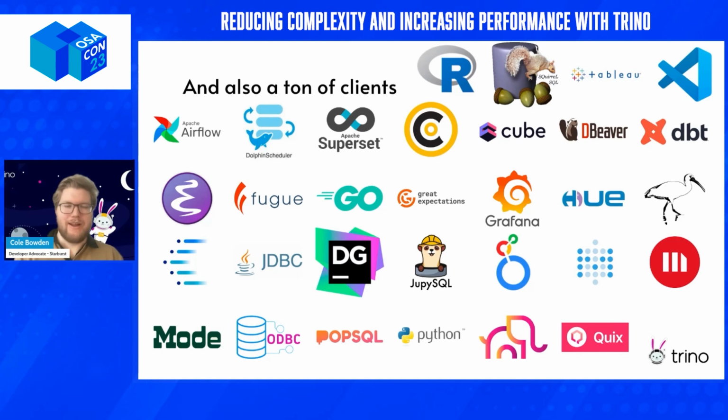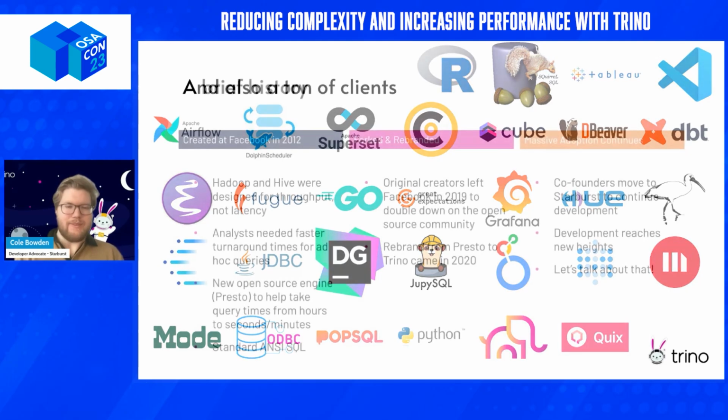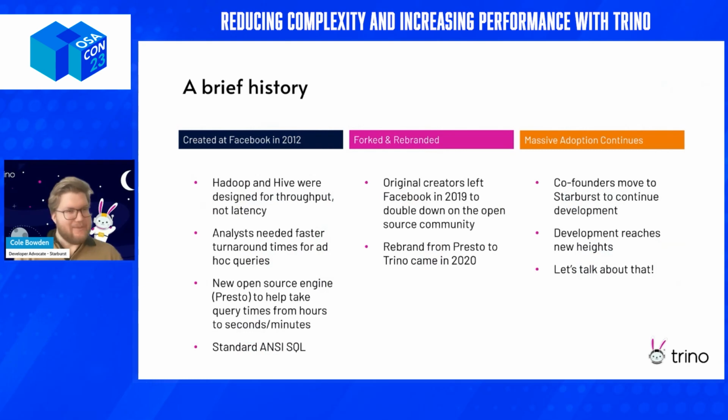So that's a really great way to get all that you want in the world by leveraging some of Trino's clients. So it's accessible with a lot of things. It can query a lot of data. So that's kind of where Trino exists. But how did we get here? Where did Trino come from?